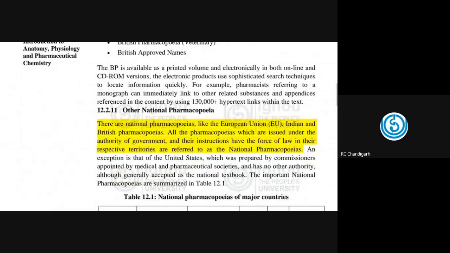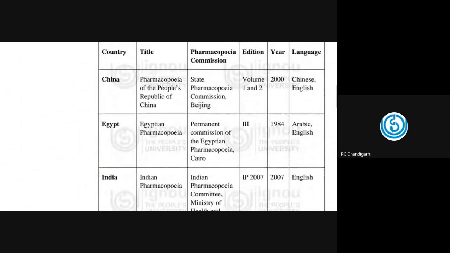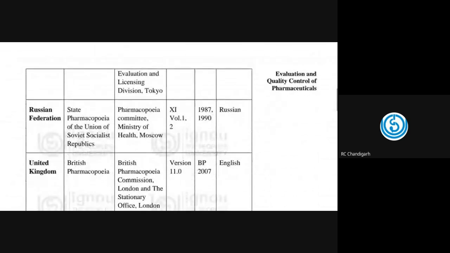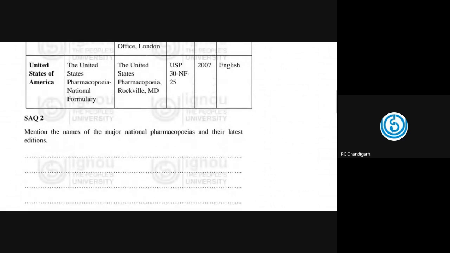Other national pharmacopoeias. There are national pharmacopoeias like the European Union, Indian and British pharmacopoeias. All the pharmacopoeias which are issued under the authority of government and whose instructions have the force of law in their respective territories are referred to as national pharmacopoeias. So there are different pharmacopoeias of China, Egypt, India, Japan, Russian Federation, United Kingdom, USA, and other countries also have different pharmacopoeias.